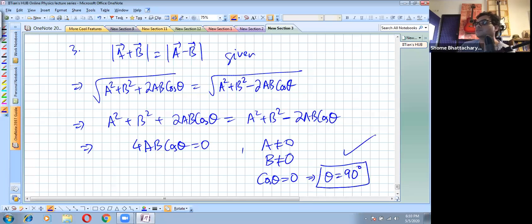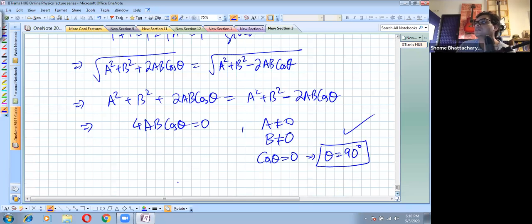That's all it implies. It also implies that when theta is equal to 90 degrees, the magnitude of A plus B, which is equal to the magnitude of A minus B, actually becomes how much? It becomes root of A square plus B square. This is also correct.